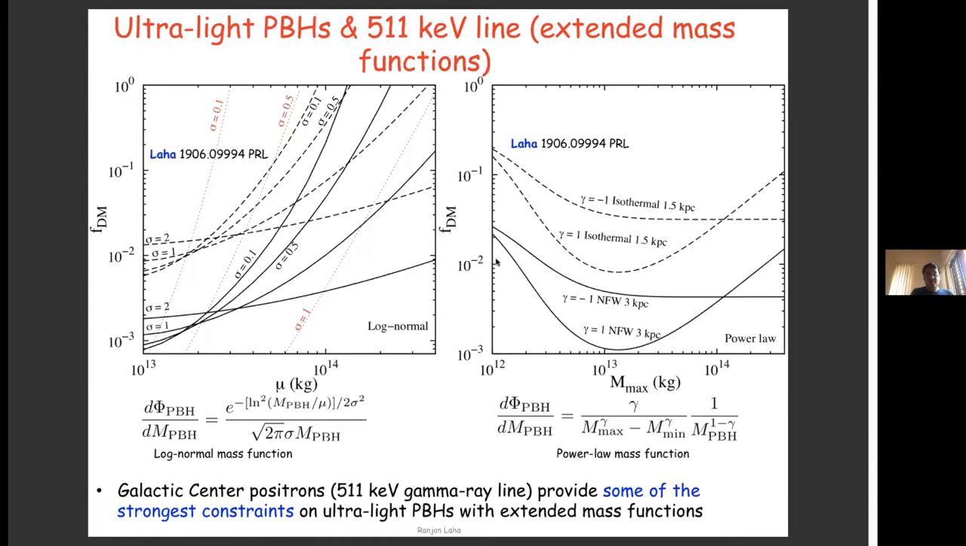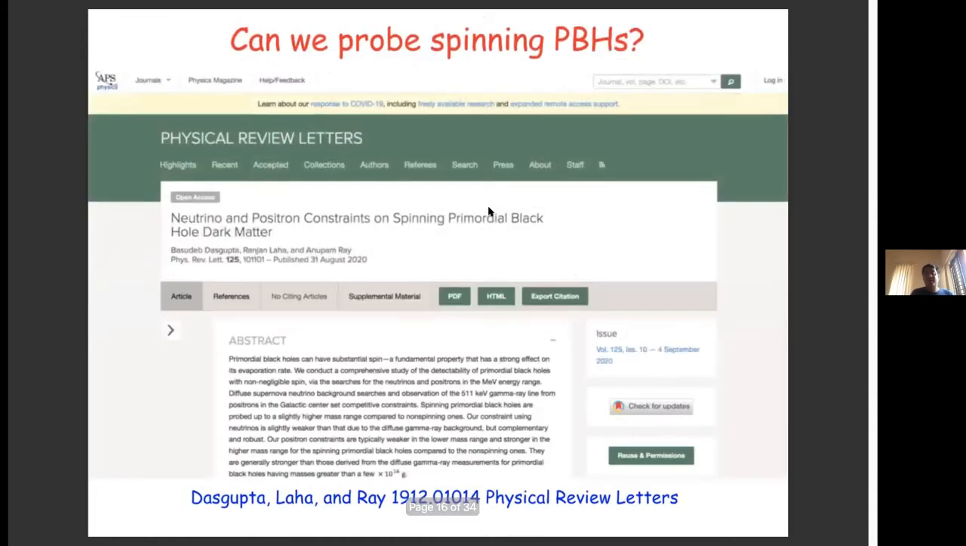All right. So after doing this, again, this is for non-spinning primordial black holes. There's a very simple question you can ask: what happens if primordial black holes are spinning? There are various scenarios which can produce this, and this was again done in this paper. You can find the reference, the arXiv number, the journal reference.